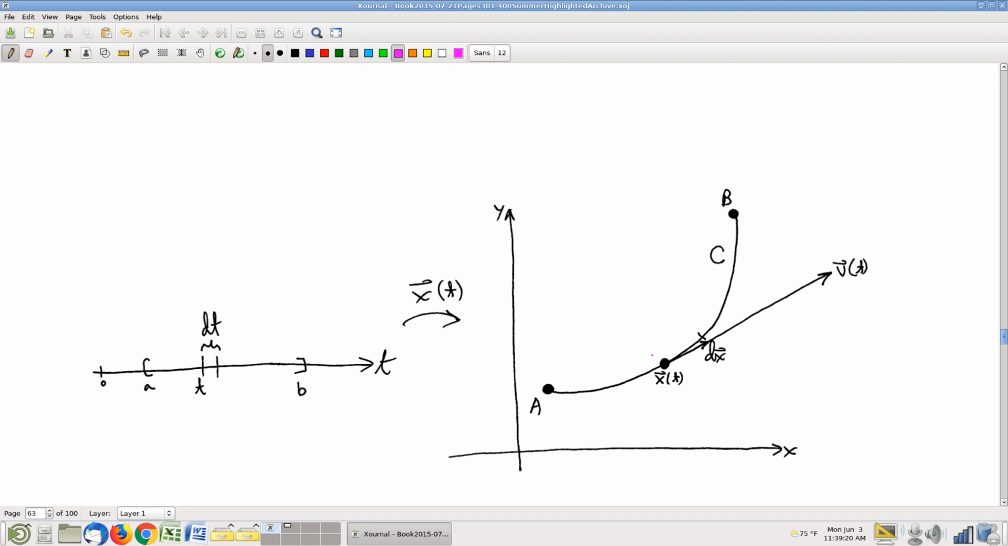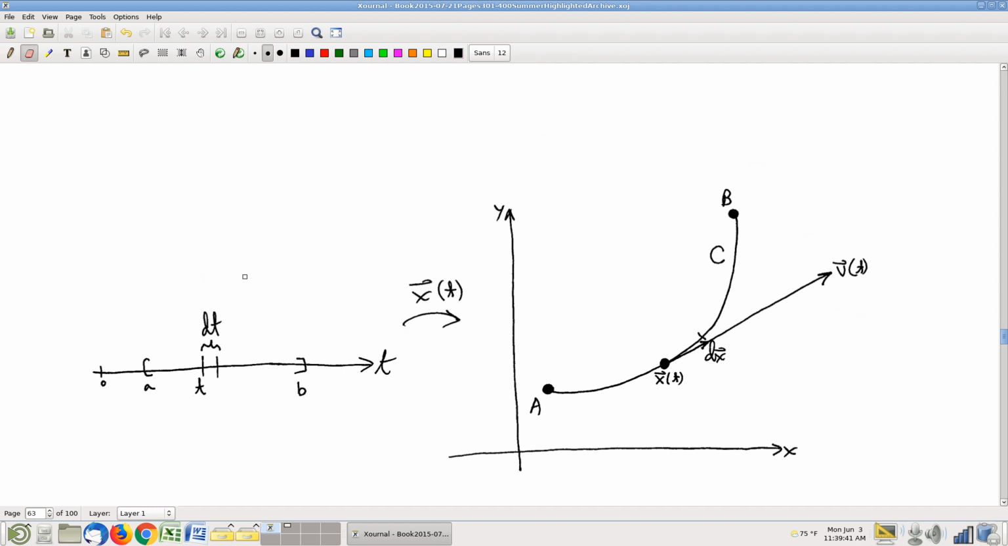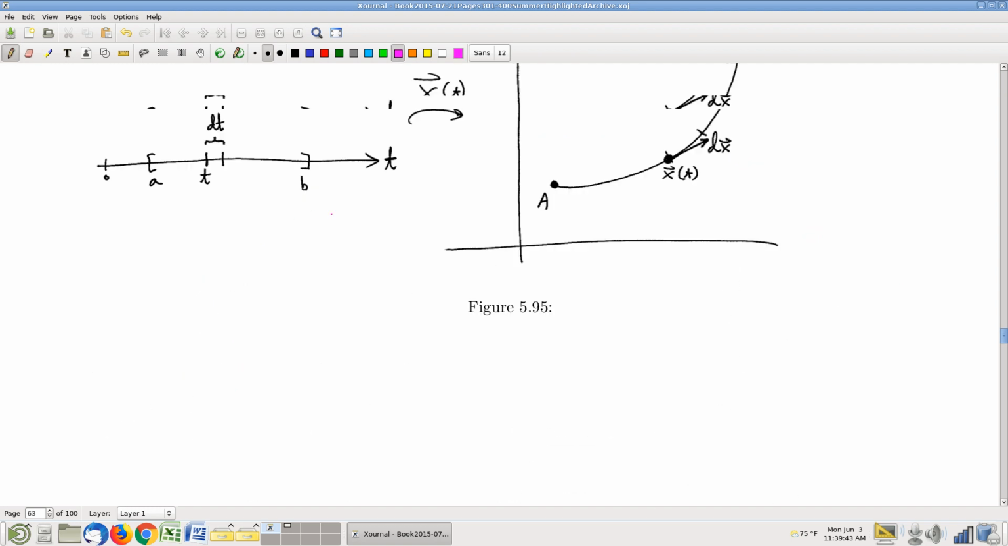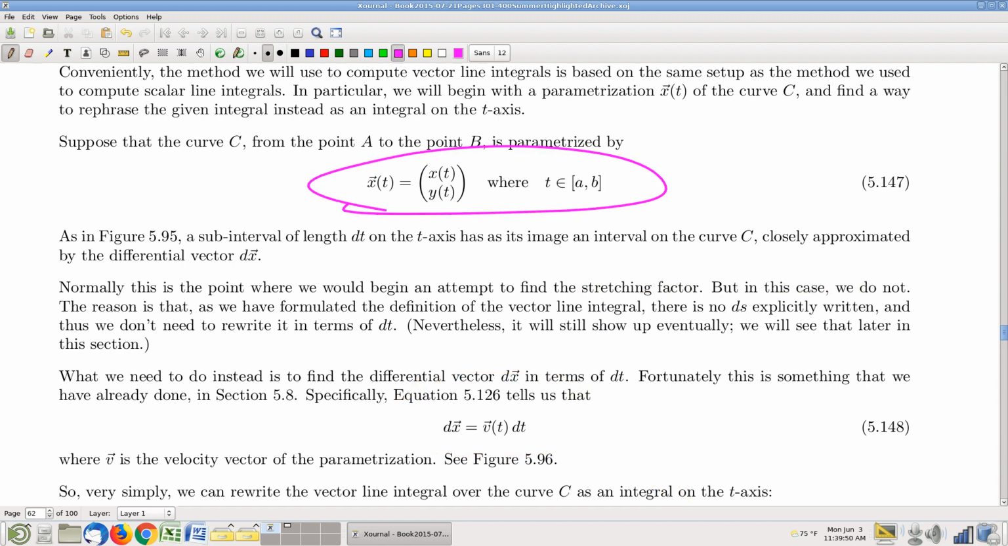Furthermore, we have a formula for computing dx. We did this last time. dx is v dt. Again, old news. Go a few sections back to the section on scalar line integrals. You'll find dx is v dt. Okay. So we're actually in really good shape at this point. So parameterize. dx is v dt.